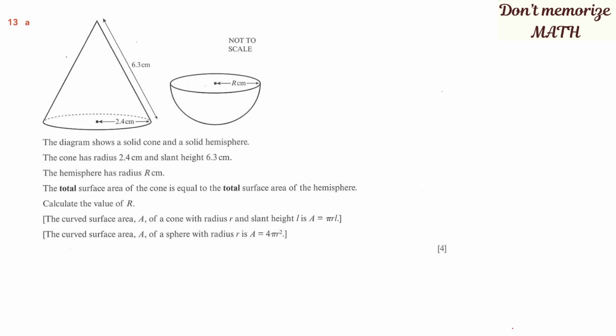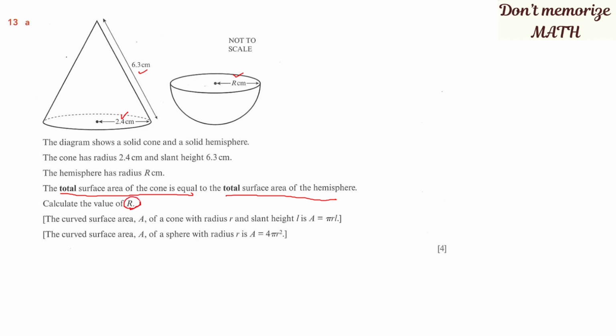Okay, 13A. The diagram shows a solid cone and a solid hemisphere. The cone has radius 2.4 and slant height. Everything is marked in the picture itself: 2.4, and the slant height is 6.3. For the hemisphere, they haven't given the radius. The radius is capital R. The total surface area of the cone is equal to the total surface area of the hemisphere. This is very important. Calculate the value of R.